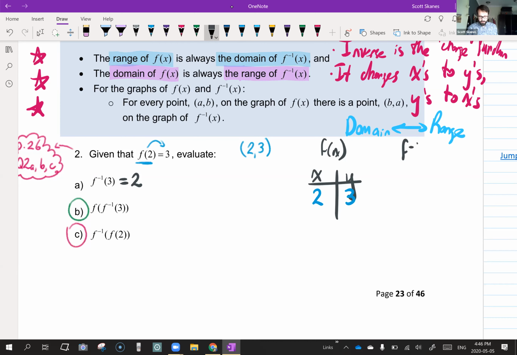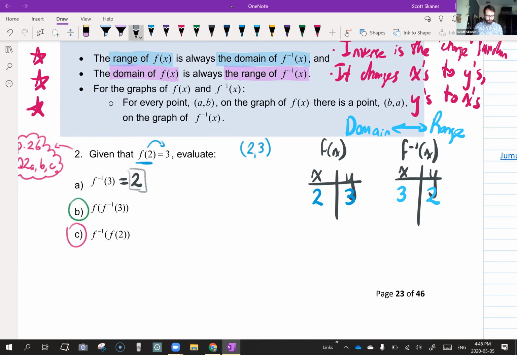Its inverse is like its dark side, its weird alter ego, like the Clark Kent to its Superman. It switches those numbers. If I put in a 2, I used to get a 3. Now if I put in a 3, I get back a 2. So that's why it gives me this 2 as an answer.